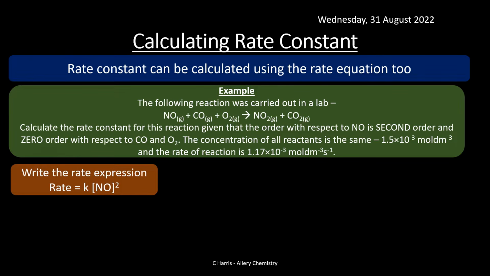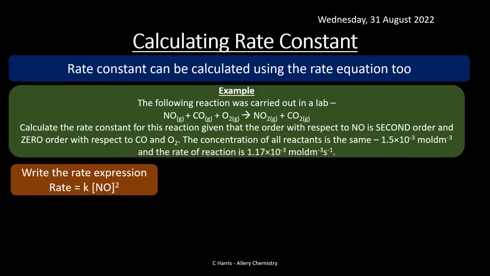So we write out the rate expression. You'll notice here that we put NO squared because we were told that NO is second order, but we've omitted carbon monoxide and oxygen. The reason we don't write those in the rate equation is that they're zero order. They don't have any impact. We're only including reagents which affect the rate, and you'll see this when we do multi-step reactions later on. In the rate equation, we only include reagents which have an order. If it's not in the rate equation, it cannot impact the rate of reaction.